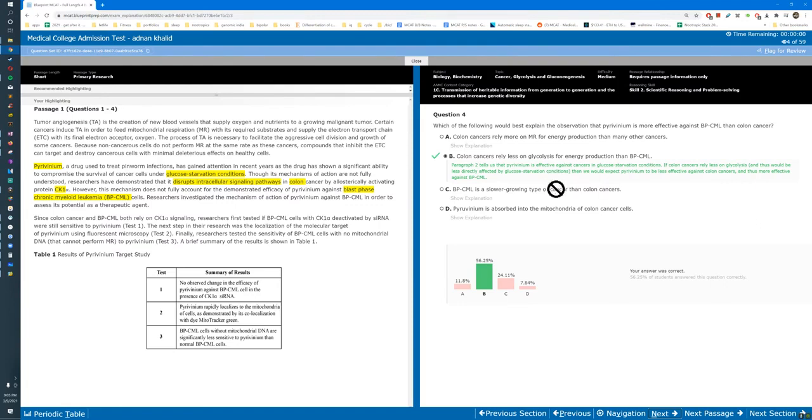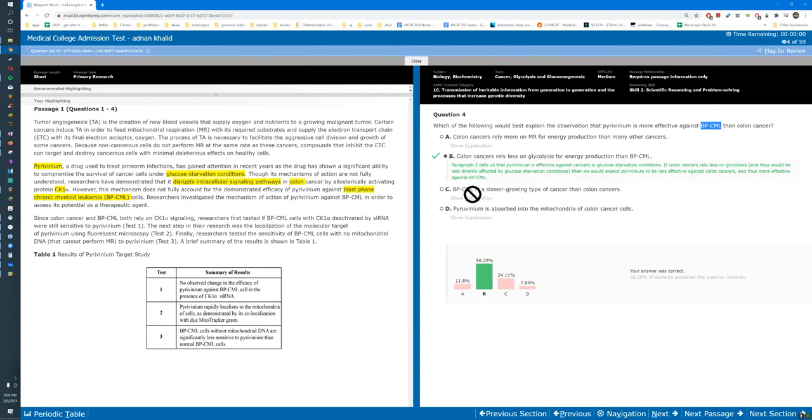Colon cancers rely less on... Oh well, okay. I'll just go through these. Colon cancers rely more on mitochondrial respiration for energy production than many other cancers. Well, that may be true, but then many other cancers, that's what makes it not true. We're making a direct comparison of this type of cancer, this type of like leukemia. It's wrong for that reason.